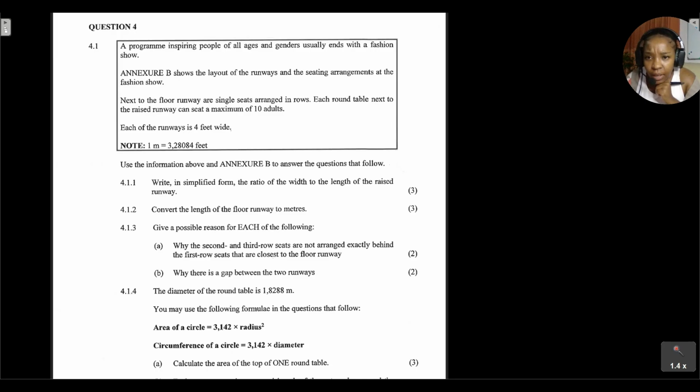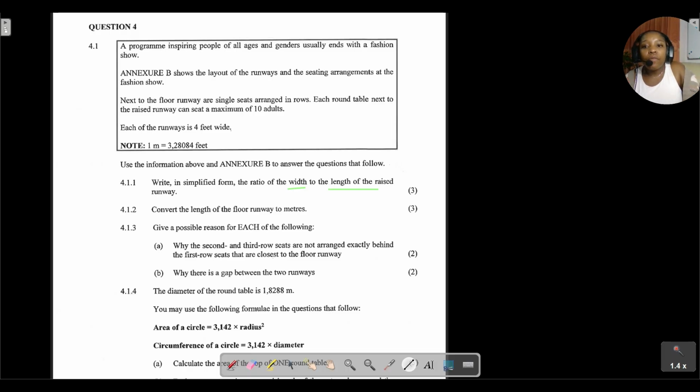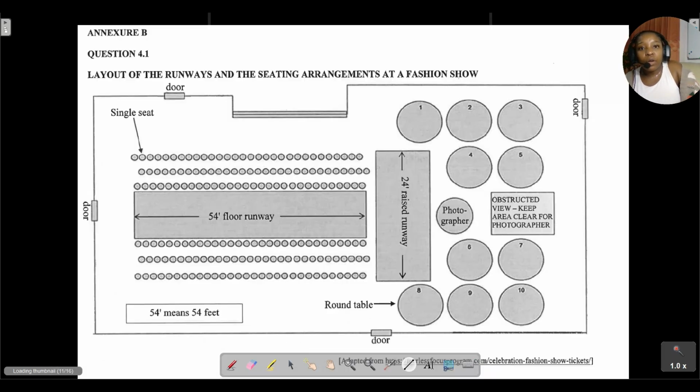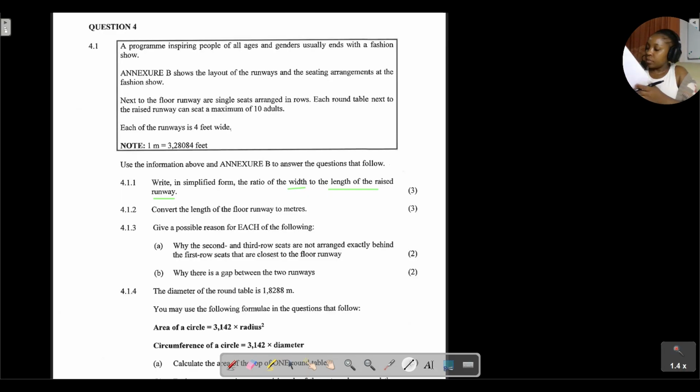So let's see here. Question 4.1.1. They say write in simplified form the ratio of the width to the length of the raised runway. So let's have a look at the raised runway. What is the ratio of the width?